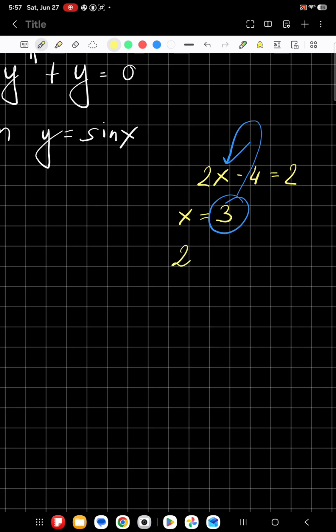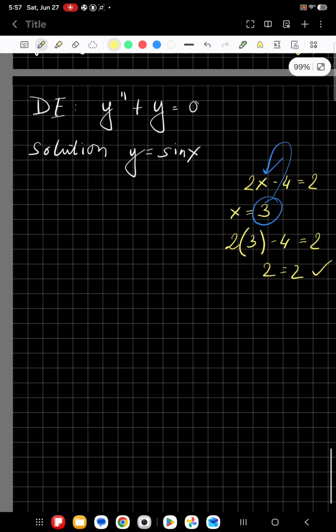Right, so I would have 2 times 3 minus 4 equals 2. So we have 6 minus 4 equals 2. So yeah, it works. Okay, so we'll do exactly the same thing over here.